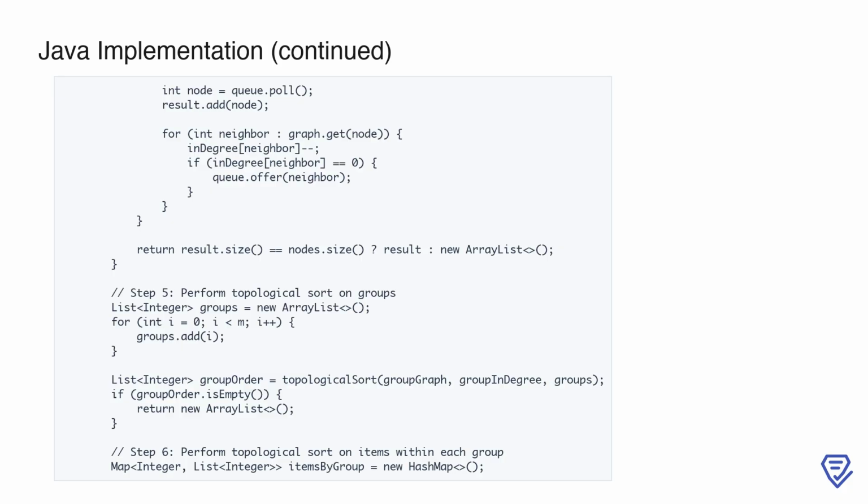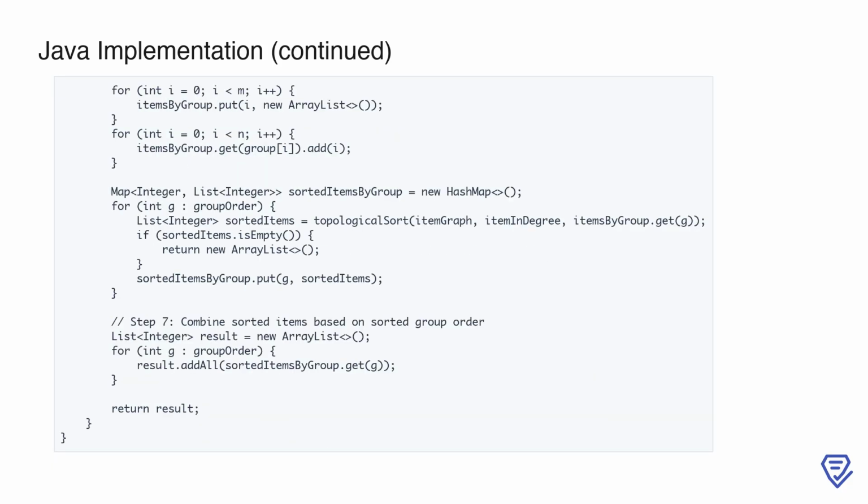Assuming the group order is valid, we next prepare to sort the items within each group. To do this, we organize the items into buckets based on their group IDs, creating a mapping of group IDs to the lists of items they contain. This mapping will allow us to apply the topological sort function to the items of each group independently. For each group in the previously determined group order, we retrieve the list of items belonging to that group and perform a topological sort on them. If the sorting fails for any group, indicating a cycle within the group's items, we return an empty list as the overall result. Otherwise, we store the sorted items for each group in a map.